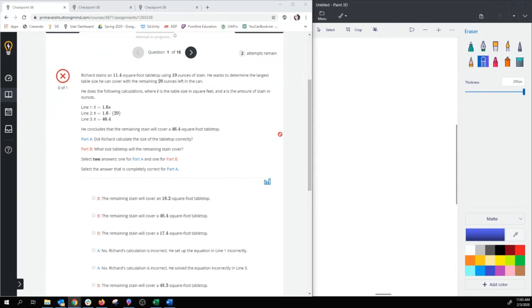It's talking about Richard, and he stains 11.4 square foot tabletop using 19 ounces of stain. He wants to determine the largest table size he can cover with the remaining 29 ounces left in the can. So he does the following calculations where T is the size of the table in square feet and S is the amount of stain in ounces. Here's his equation, and he concludes that the remaining stain will cover 46.4 square foot of the tabletop. Part A wants to know, did Richard calculate the size of the tabletop correctly?